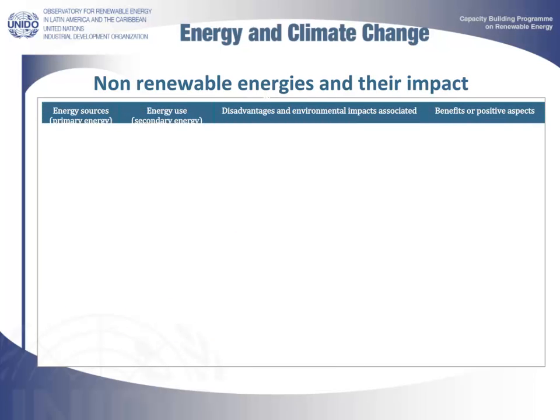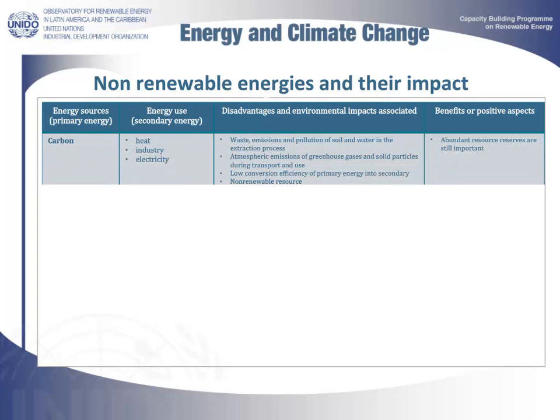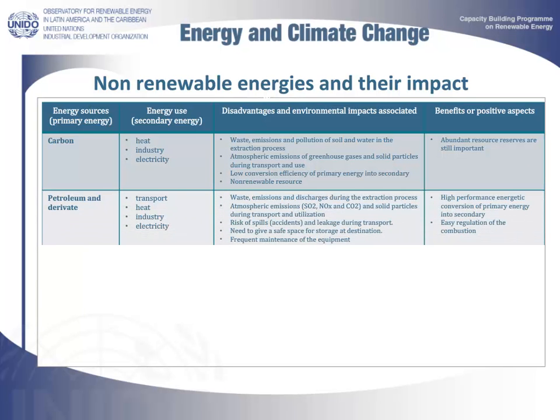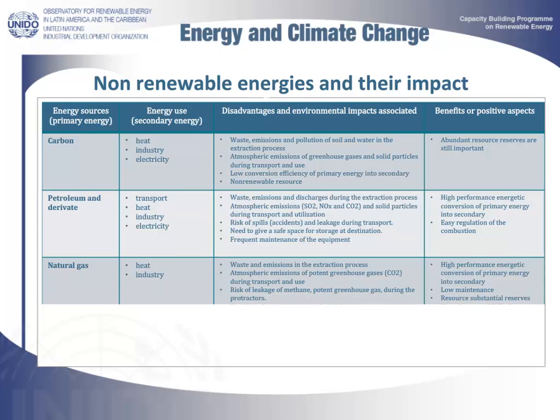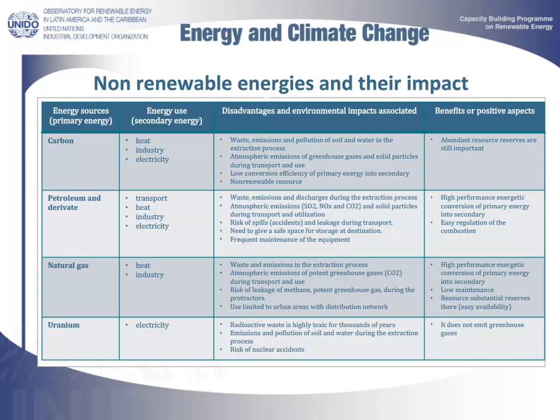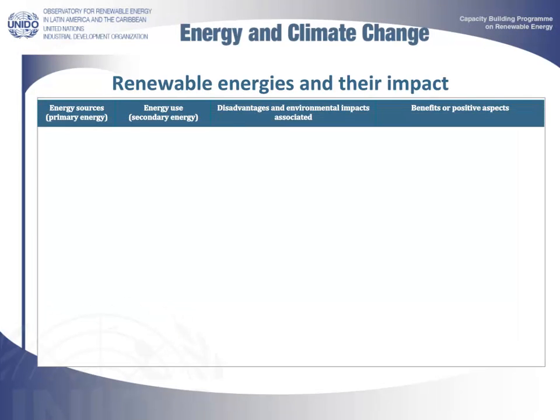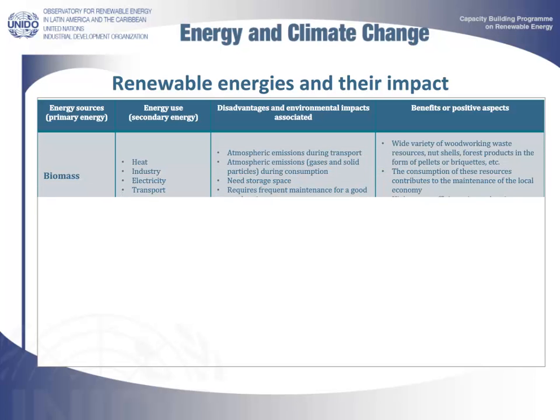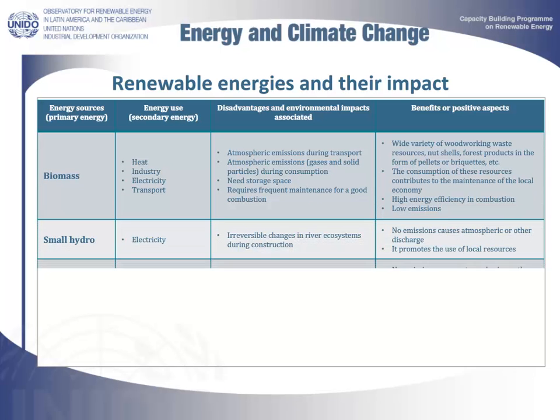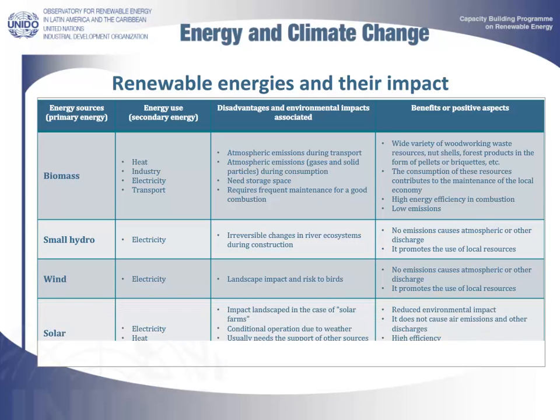The following two slides show different primary energy sources, their intended applications, the positive aspects and the impacts of each. Slide 17 depicts the conventional sources of energy, that is coal, oil, natural gas, and nuclear power. Slide 18 shows renewable energy: biomass, solar, wind, geothermal, and mini hydraulic plants.